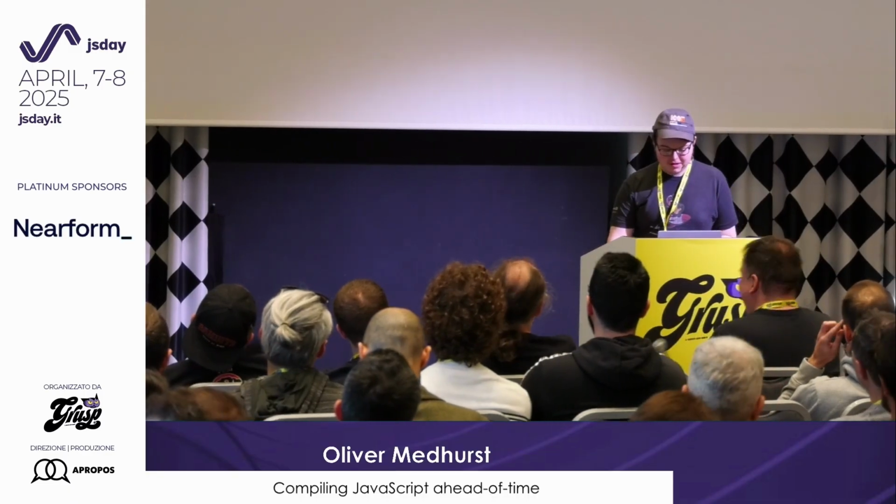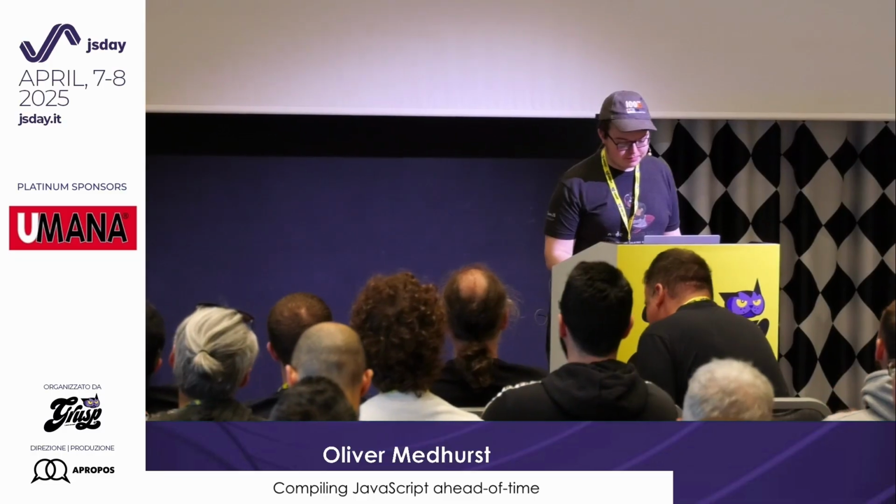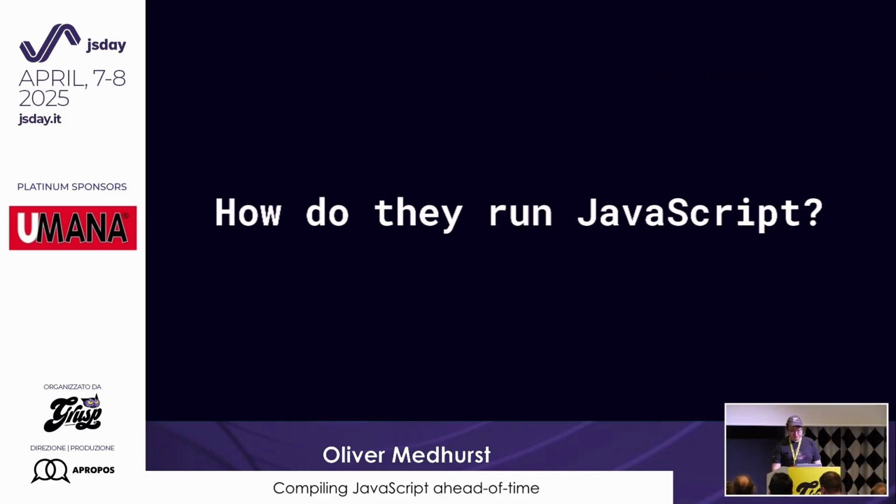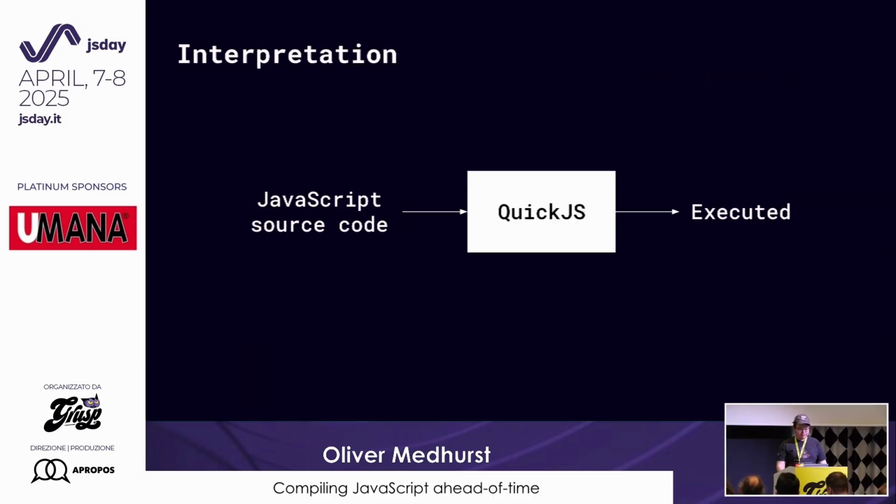Just getting straight into it, what is a JavaScript engine? So you might know V8, which Chrome makes and produces, Safari makes JavaScript Core, Firefox makes SpiderMonkey. Node and Deno, the server-side JS runtimes, use Chrome's V8, Bun uses JavaScript Core. You can mostly think of them as the same. There's no major differences, it's kind of preference. But how do they actually run JavaScript?